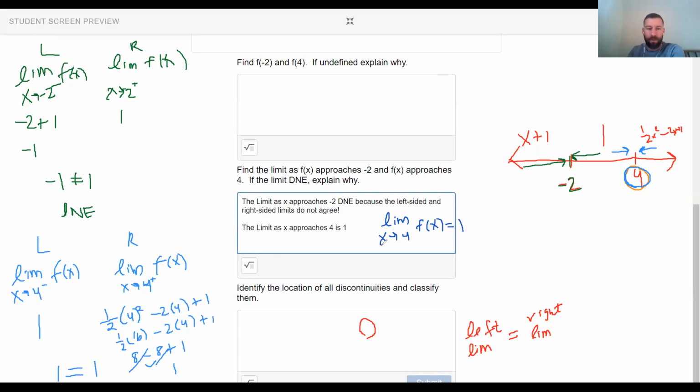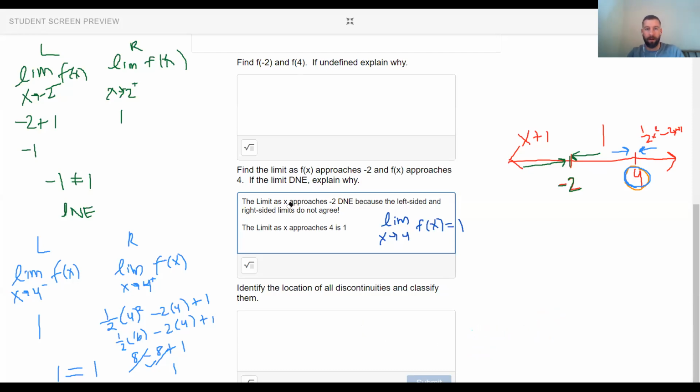And then lastly, we have to identify the location of all discontinuities and classify them. Well, discontinuity happens when one of two things: either the limit does not exist, right, when we have a jump discontinuity, or we have a removable discontinuity where the limit does exist, but there's a hole there. Okay, so let me just draw those in there for us, just as a quick refresher.